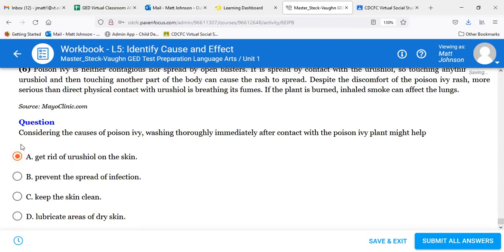So A is there. A few years ago, my daughter found some poison sumac. And so I'm going to go ahead and stop here. We'll go over the answers here in a second.